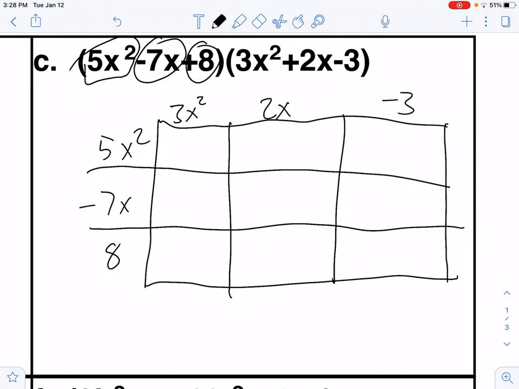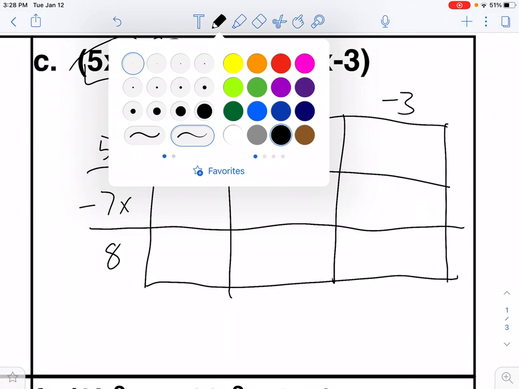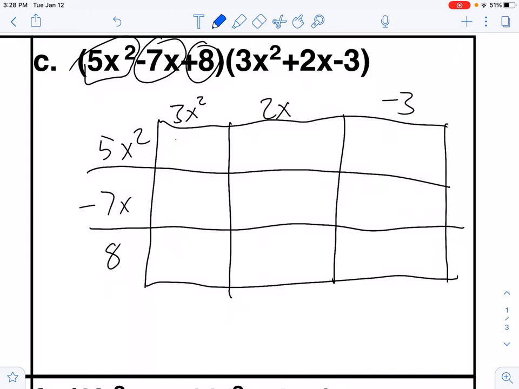So 5 times 3 is 15. Let me do a different color so this isn't just a bunch of black scribbles on here. 5 times 3 is 15. x2 and x2 makes x4. 5 times 2 is 10. x2 and x1 make x3. And 5 times negative 3 is negative 15. And x2 doesn't have anything that's changing it, so it stays as x to the second power.